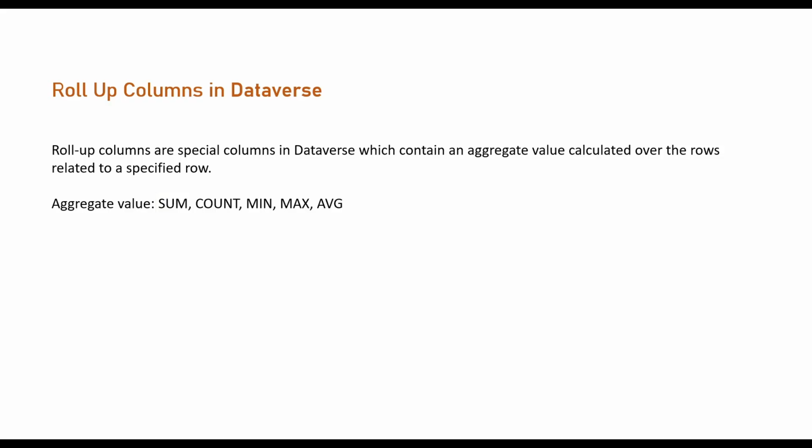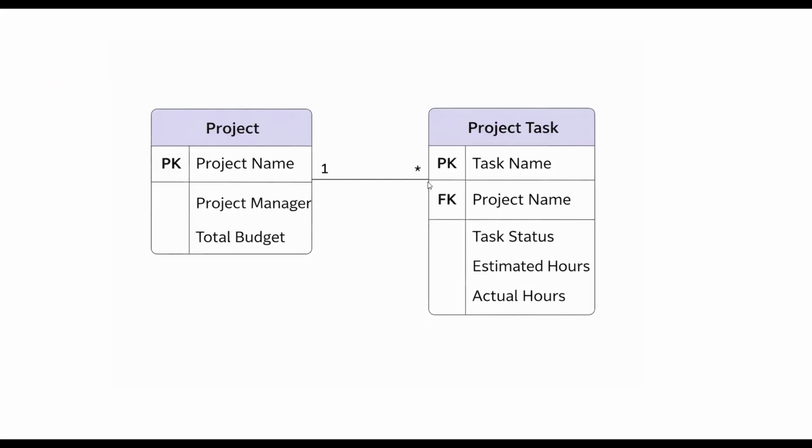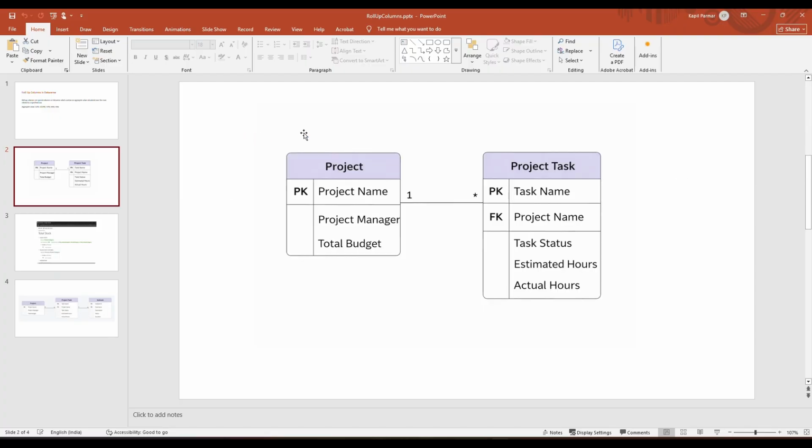Now we will see Rollup columns in a Dataverse table. I am having two tables in Dataverse, project and project task, and these are the columns in both the tables. And both the tables are related in such a way that one project can have multiple project tasks. I have created a model driven app to display data from both these tables.